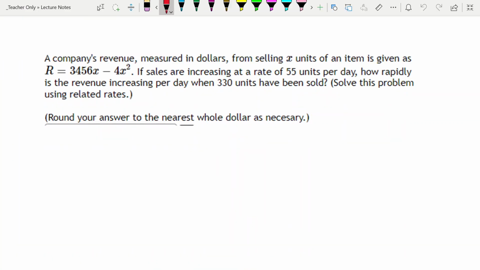All right, so in this problem, we are being asked to find how rapidly the revenue is increasing per day. So the change in revenue per day, that to me sounds like dr/dt. Now, if I look at my equation here, I have a revenue equation and there aren't any t's in it. So this is a big tip off to me that it's related rates. The problem also warns you to solve it using related rates, but if that warning wasn't there, we have our meaning that tips us off.